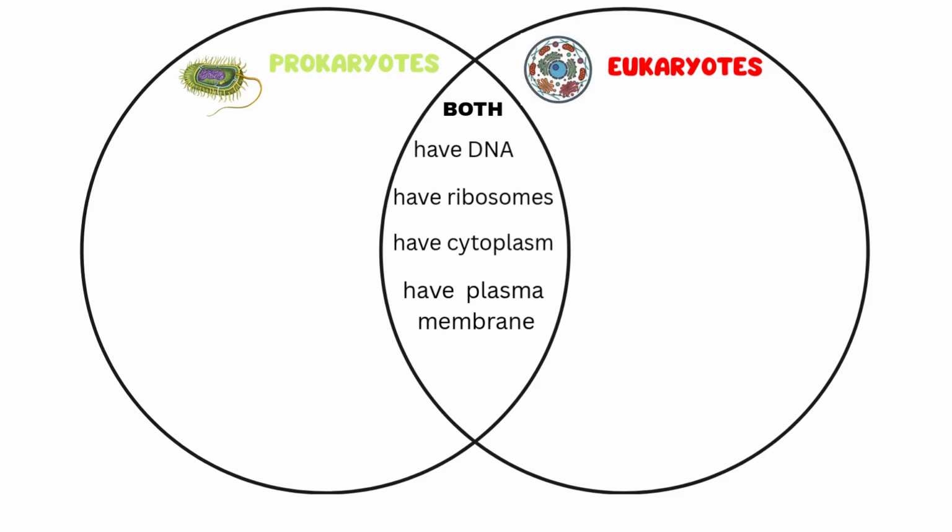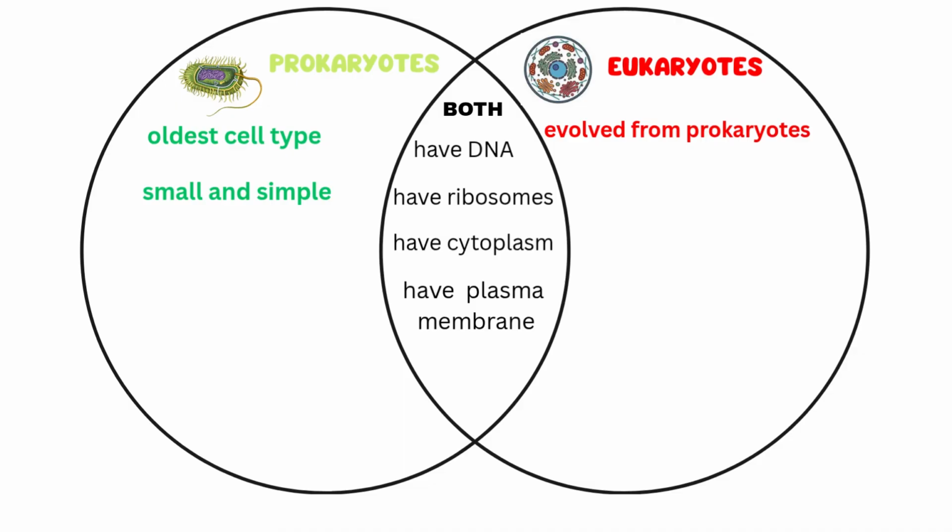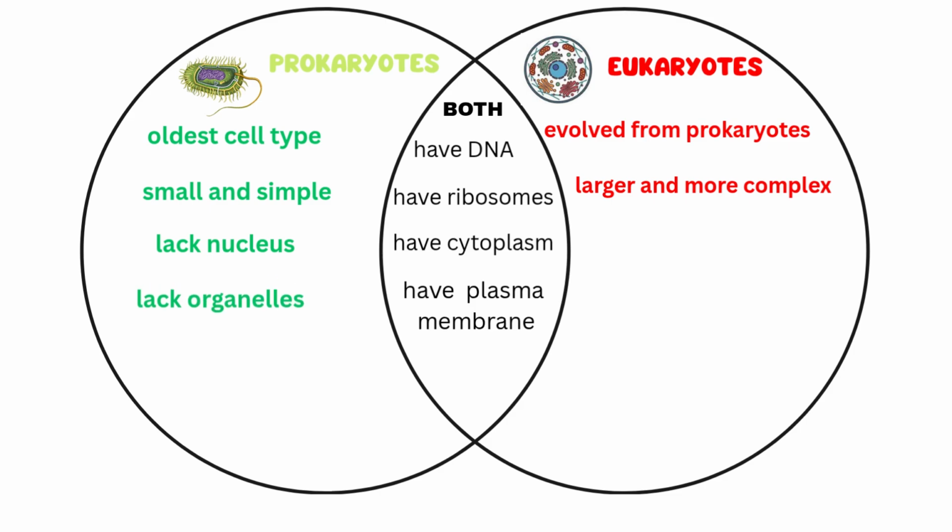Prokaryotic cells are the oldest type of cell. They are small and relatively simple. Eukaryotic cells evolved from prokaryotic cells later. They are larger and much more complex internally. Prokaryotes lack both a nucleus and membrane-bound organelles. Eukaryotic cells have a nucleus, and also contain organelles.